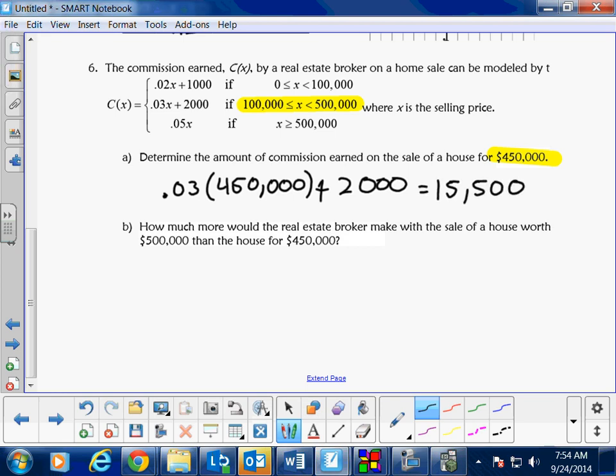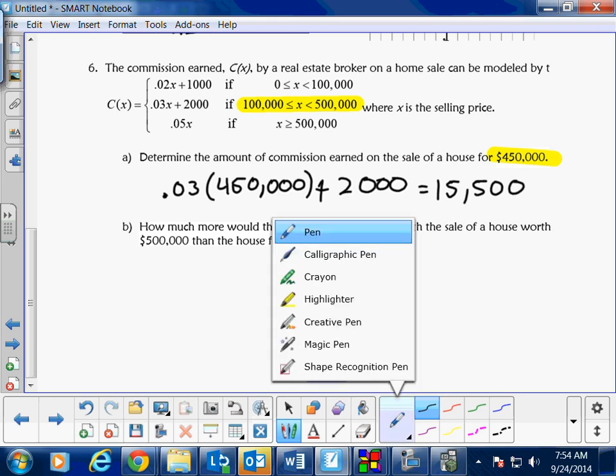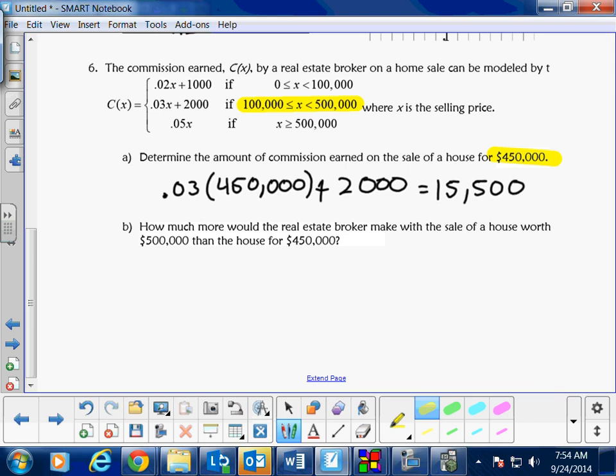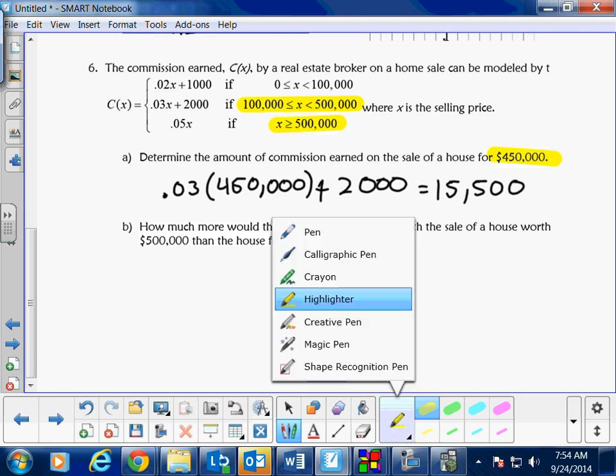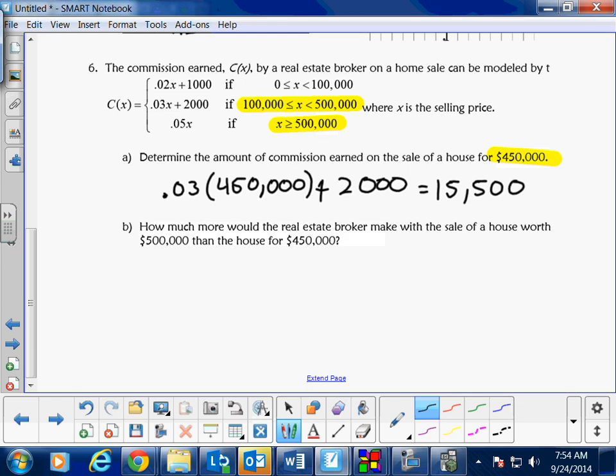Now question B says, how much more would the real estate broker make with the sale of a house worth $500,000? This question is kind of uncommon as far as application in real life, because most of the time when house prices go up, you get paid more. You don't get paid less commission, but it does lend itself to the idea that you're not going to make as much money as with an average price house. Now let's go into details about this and see what that would mean.